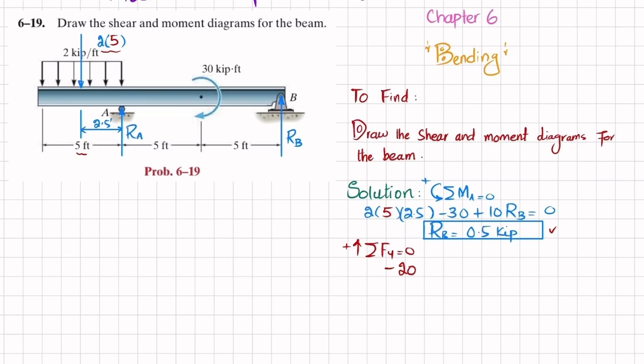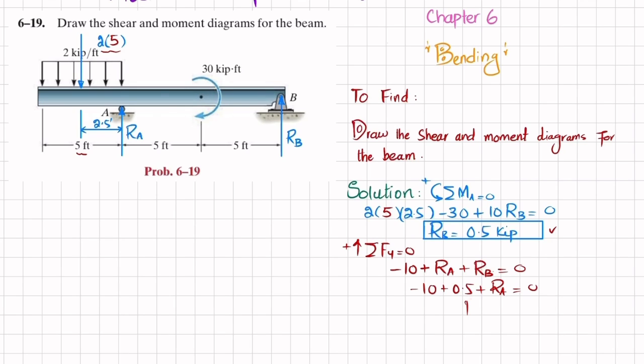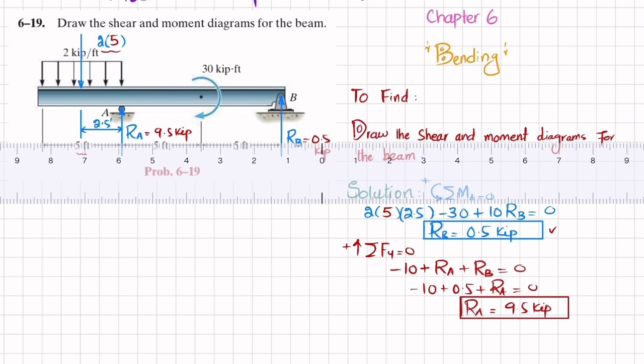So minus 2 into 5 will be equal to minus 10. So minus 10 plus RA, which is upward, plus RB, which is upward, equal to 0. So minus 10 plus RB, which is 0.5, plus RA is equal to 0. From here you will get RA equal to 9.5, and the unit will be kip. Clear? So we have both RA and RB. RA is 9.5 kip and RB is 0.5 kip. Now we'll plot the shear force and bending moment diagram.